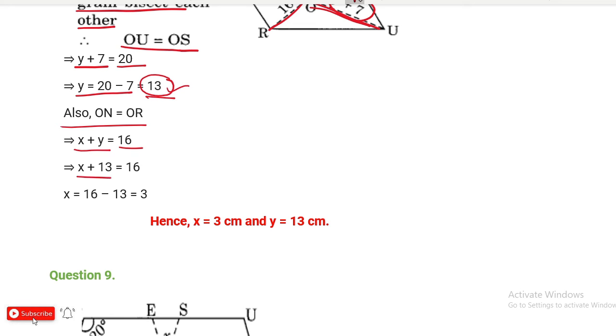We put the value of y from here. Then x plus 13 is equal to 16. Then x is equal to 16 minus 13. We transfer this 13 to this side, and it becomes negative. So 16 minus 13 is equal to 3. Hence, for this question, the value of x is 3 centimeter and the value of y is 13 centimeter.